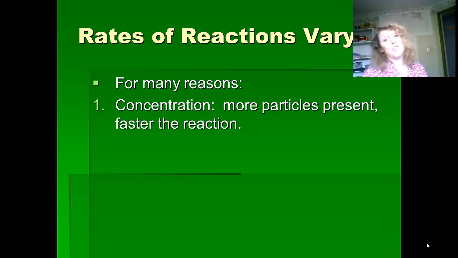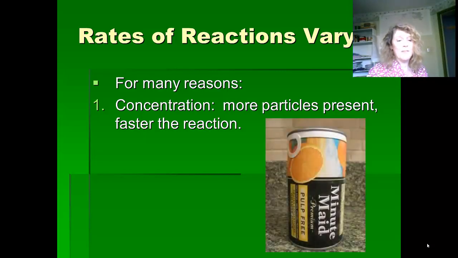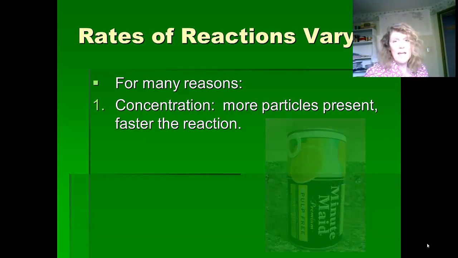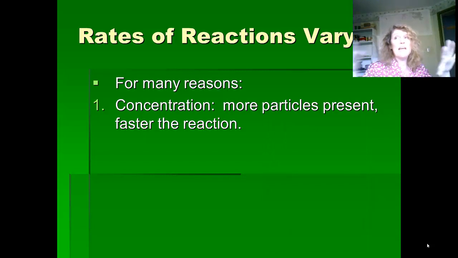The first thing is concentration. The more particles present, the faster the reaction. That's how concentrated your particles are. For example, I use orange juice concentrate as an example. That's where you take a lot of the water out of actual orange juice, and all that's left is this really concentrated bit of orange juice particles, oranges. And that's concentrated. So if you want your reaction to go faster, you want to take out all the extra stuff and have a really concentrated sample of whatever it is that you're working on. And if you want to slow it down, then you lessen the concentration.